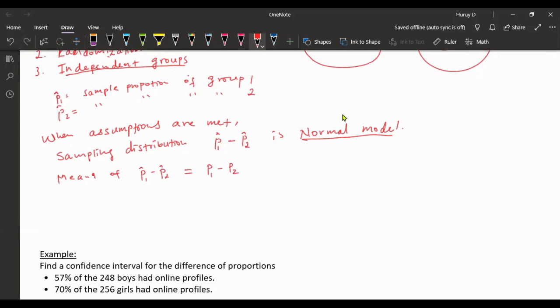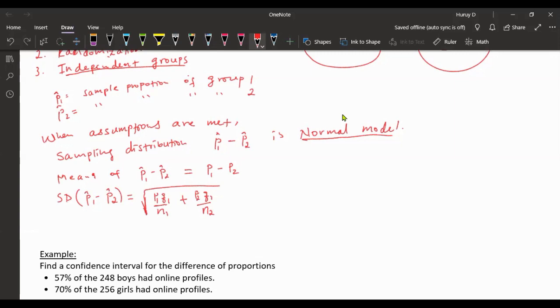The variance, sampling variance, or let's say the standard deviation of p hat 1 minus p hat 2 is given by the square root of p1 q1 over n1, all inside the square root, plus p2 q2 over n2.